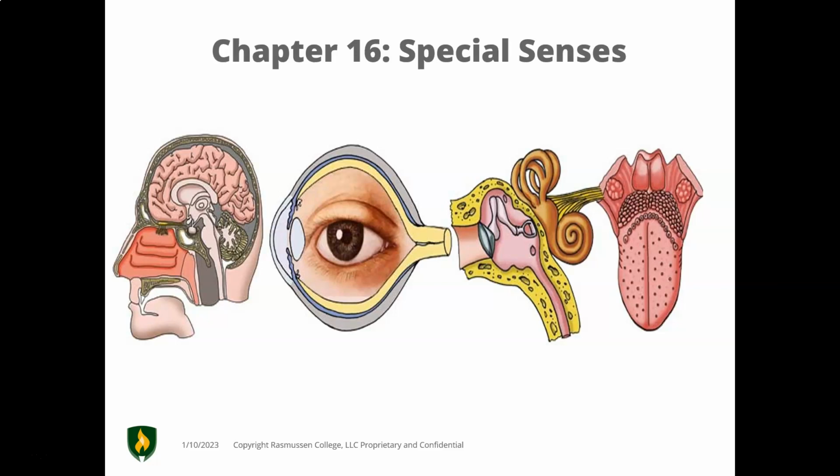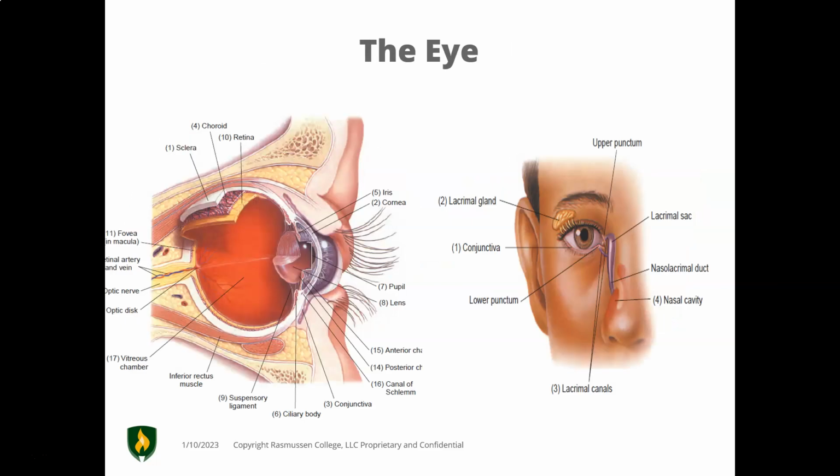This chapter will discuss those related to the eye and the ear, the eye being related to vision, and the ear being related to hearing and equilibrium. The eye is the first one we're going to talk about, and this is a globe-shaped organ composed of 3 distinct tunics or layers. The first tunic or layer is the fibrous tunic.